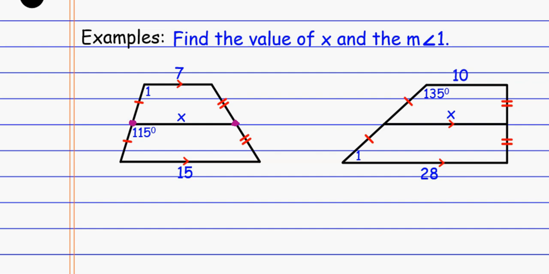When I look at the bases, I want to find the average of those. Well, that's just add them together, divide by 2. 15 plus 7 divided by 2. 15 plus 7 is 22, divided by 2 is 11. So that's the value of x. That's the length of the midsegment.